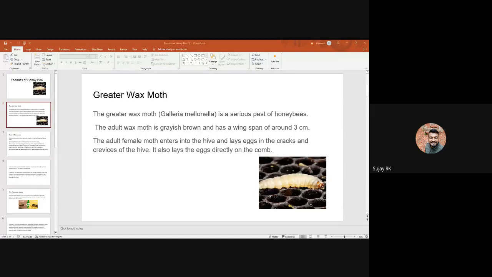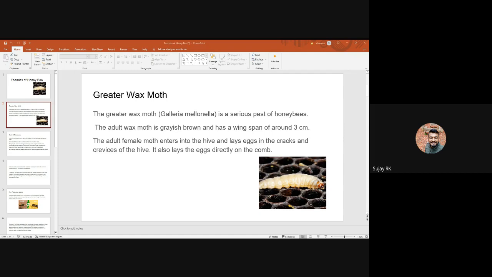And the other one is the insects, and the other one is the non-insect types. Okay, so when it comes to the insect types, there are two subcategories: one is wasp, and the other one is mites. And when it comes to non-insect pests for honeybees, they are birds and mammals like sloth bear. So those are the non-insect types of honeybee pests.